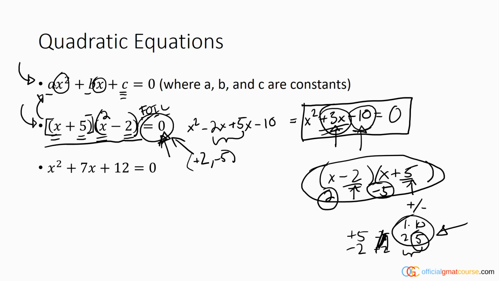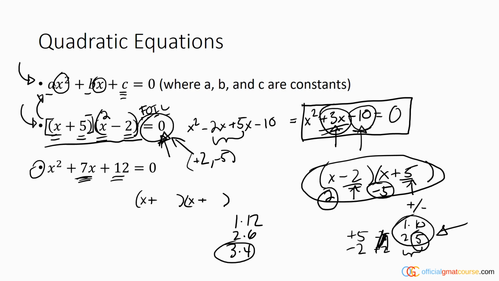Okay, now looking at this second formula, we have a positive number here and we have a positive number here. And what that means is we had a situation with all positive numbers. So we had x plus something times x plus something, which means both the roots will be negative since the roots are the opposite of these constants. Now what numbers multiply to give 12? 1 times 12, 2 times 6, 3 times 4. And which of them, if I added them together, would give me a 7?